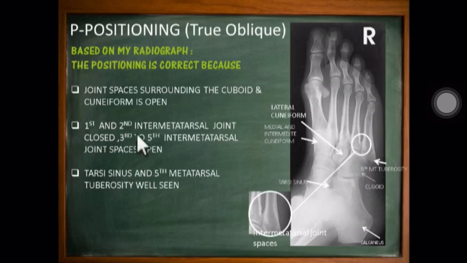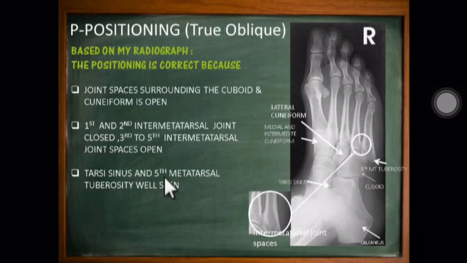And the first and second intermetatarsal joint is closed, but the third to fifth intermetatarsal joint space are open. This is the first intermetatarsal joint space. It is demonstrated closed, and the third through fifth intermetatarsal joint space are open.